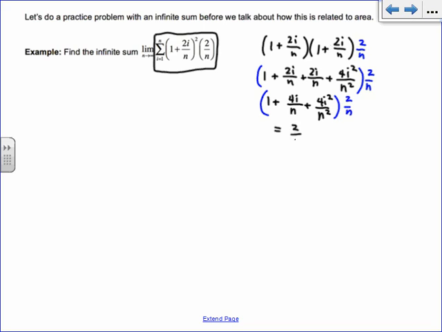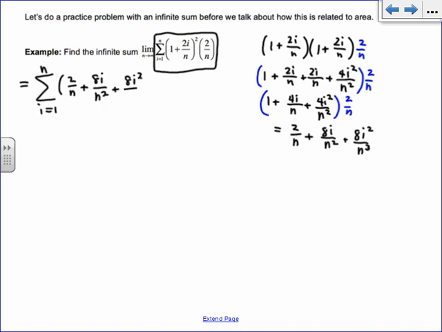So when I do this, I get 2 over n plus 8i over n squared plus 8i squared over n cubed. Okay, so that's what we're going to work with. So we're going to say sigma i equals 1 to n. Sigma's very similar to limit. You always have to write it. It's very annoying. So we're writing it every time. And we're going to have 2 over n plus 8i over n squared plus 8i squared over n cubed.